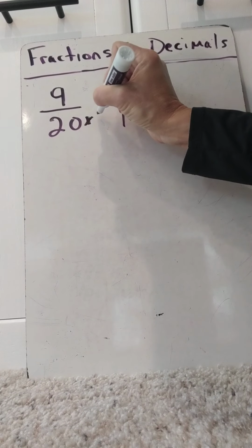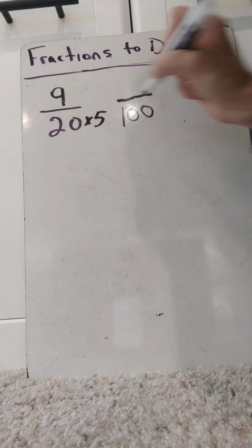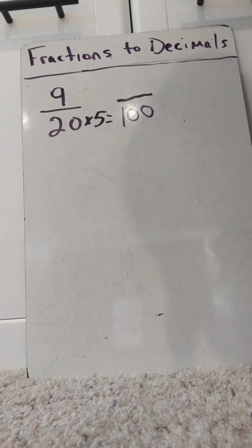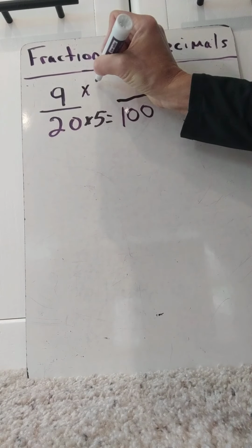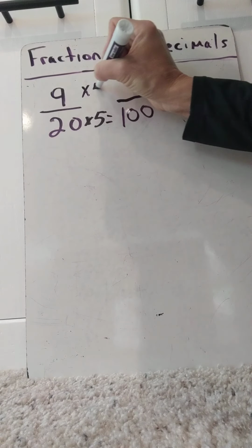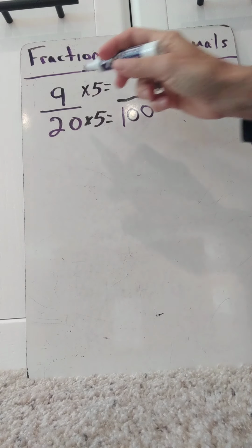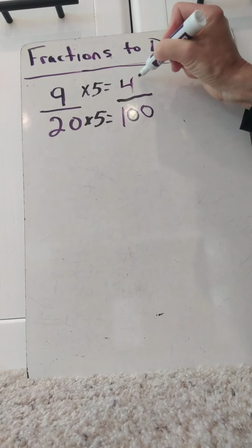So I'm going to multiply the denominator by 5, right? That's what you do to get to 100. 20 times 5 equals 100. Whatever I do to the bottom, I have to do to the top. I have to do to the numerator. So I have to multiply this numerator by 5. Okay, and then I just multiply across. 9 times 5 equals 45.